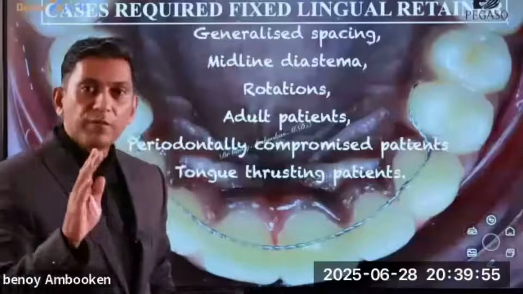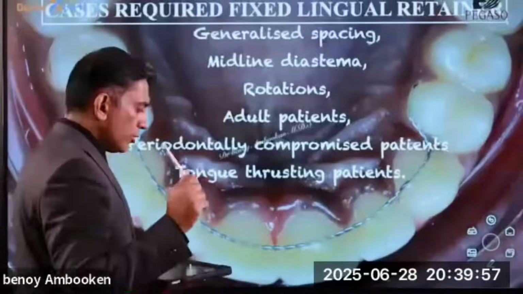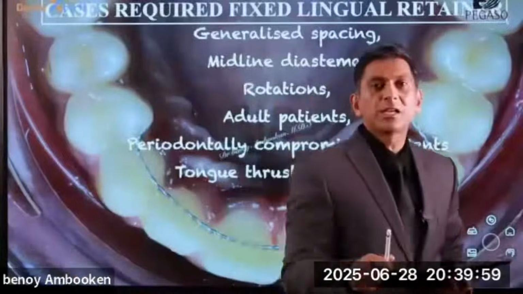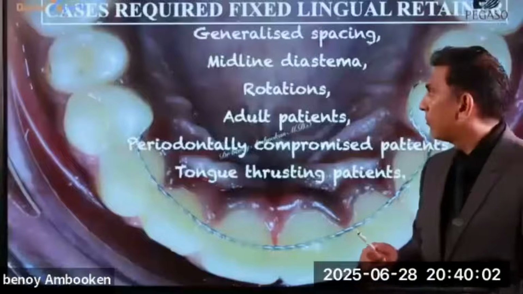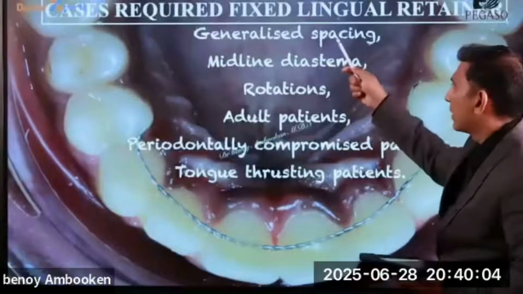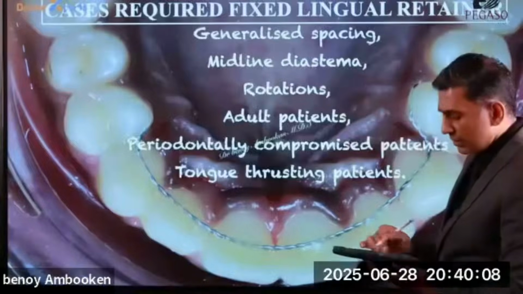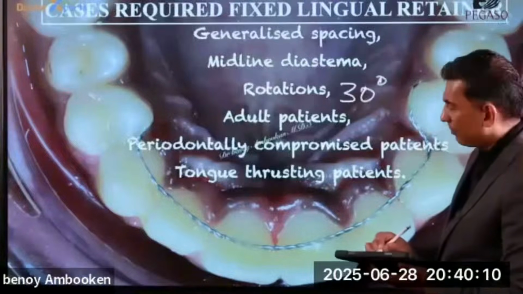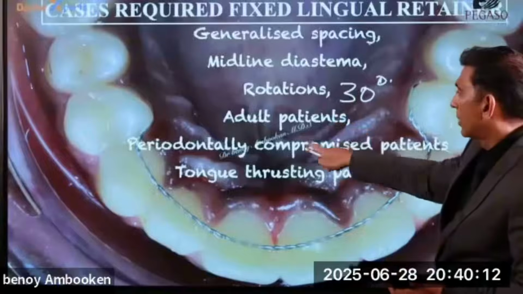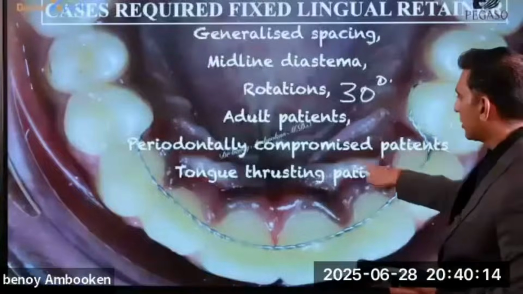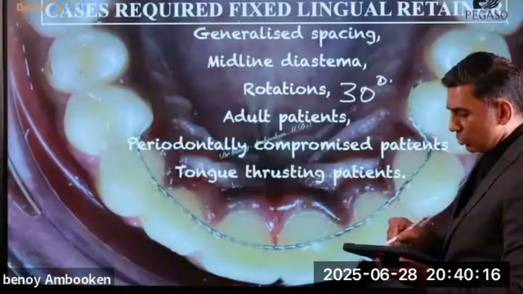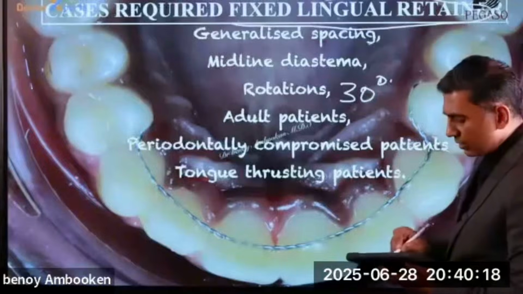Now, this is something very important. I told you, your non-extraction cases have a high chance of relapse. So next time, when you come across these types of cases, generalized spacing, midline diastema, anterior rotation more than 30 degrees, adult patients, periodontally compromised patients, tongue thrusting patients, you have to give a fixed lingual retainer.